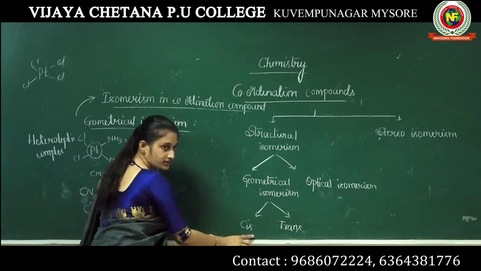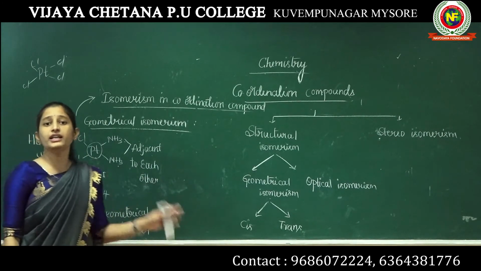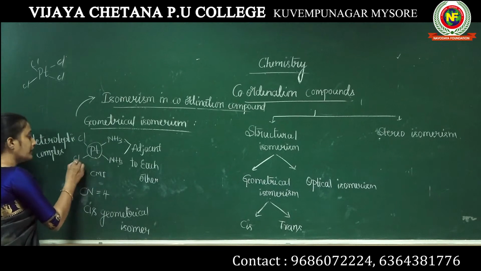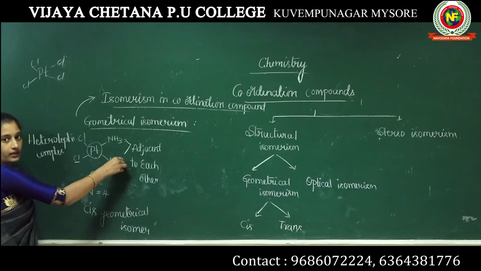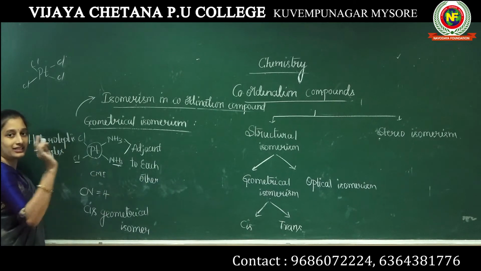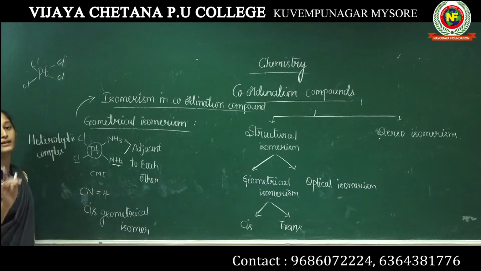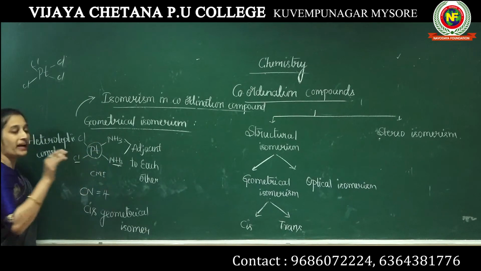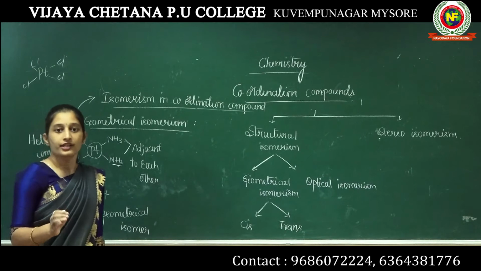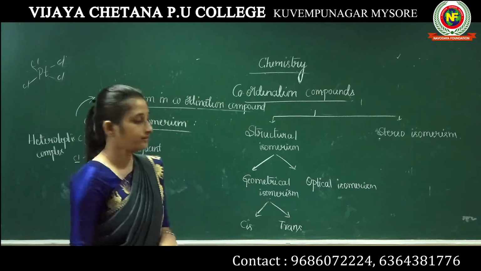Cis means any two groups should be adjacent to each other. Whatever they are, any two groups. You are not supposed to ask, here chlorine is there, here ammonia is there. Both are different, but they are adjacent. Just observe all the three dimensional structure. If any two groups are adjacent, they are cis form.